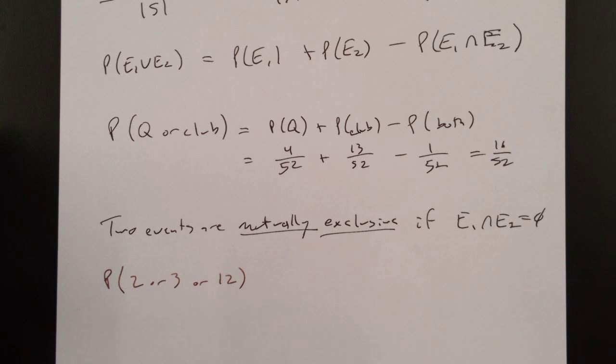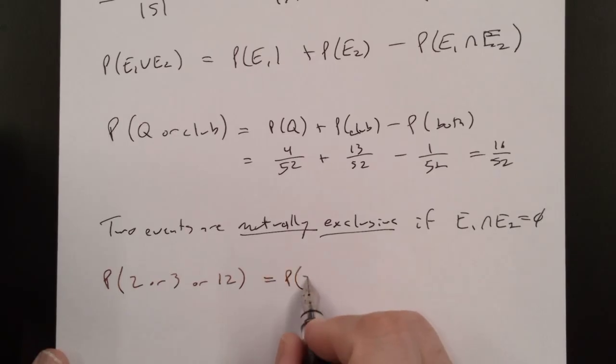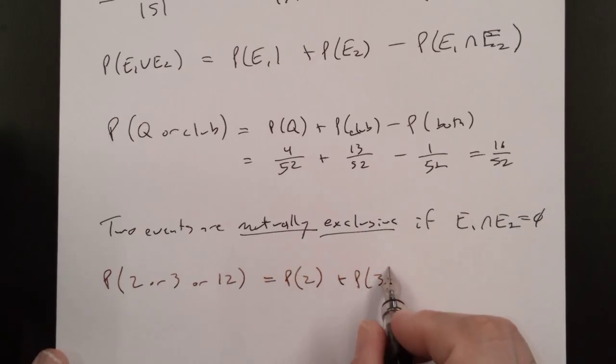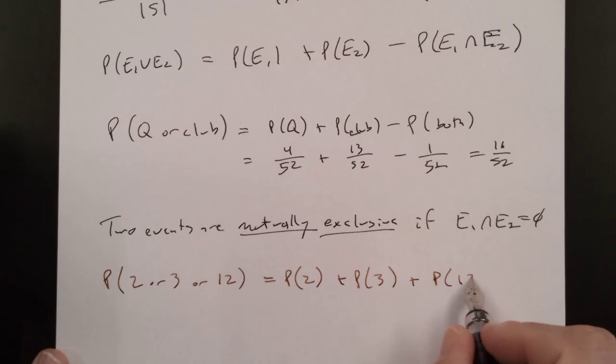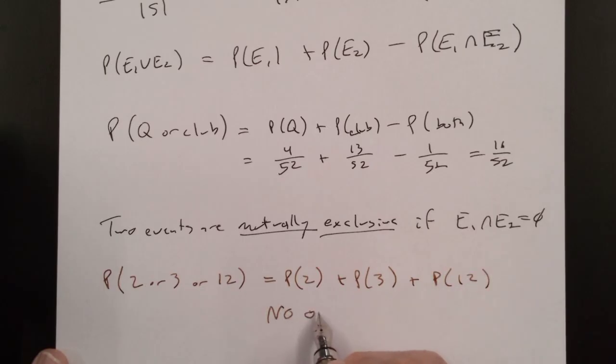None of these things can have any overlap. If you roll a 2, you can't possibly roll a 3 at the same time. If you roll a 3, you can't roll a 12 at the same time, right? There's only one of these outcomes that's possible at any given time. There's no overlap in any of them. So this becomes the chance for 2 plus the chance for 3 plus the chance for 12, since there is no overlap. They're exclusive to one another.